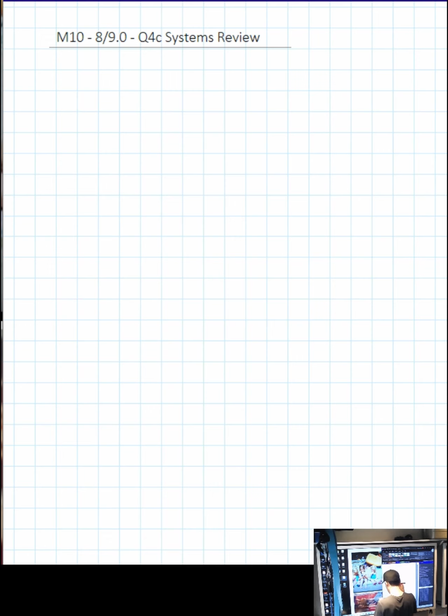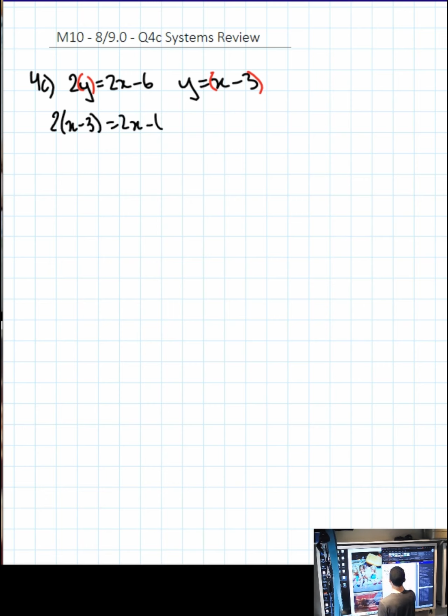Okay, what do we have here? We have 4C. So we have 2y equals 2x minus 6, and y equals x minus 3. First of all, we can clearly see that y equals x minus 3. We can take x minus 3 and substitute into y in the equation on the left. So we'll have 2 open bracket, x minus 3, equals 2x minus 6.